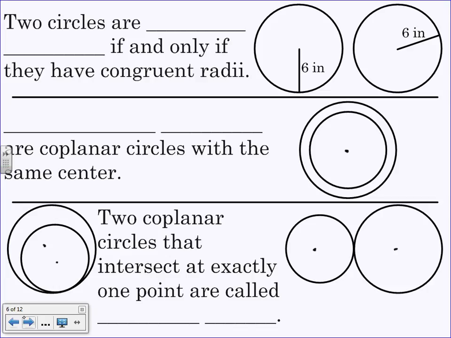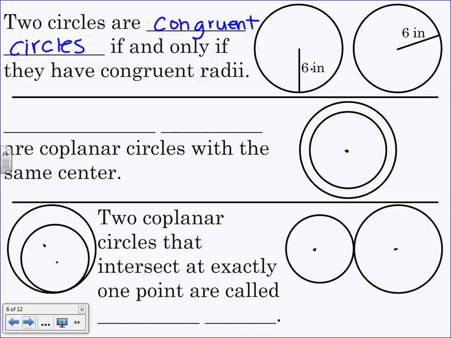Not supplementary, that's two angles that add together to equal 180. Not similar, because remember similar is where we have a smaller one, but it's the same as the larger one. Congruent. When they're exactly the same image, they're considered congruent. So if two circles have congruent radii, so in this circle, this radius is 6 inches. In this circle, this radius is 6 inches. I would consider them congruent circles. It means that the circles are exactly the same.